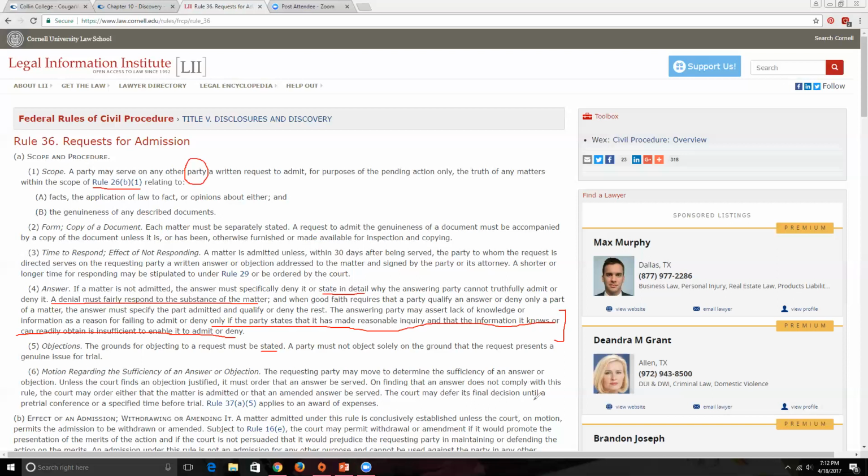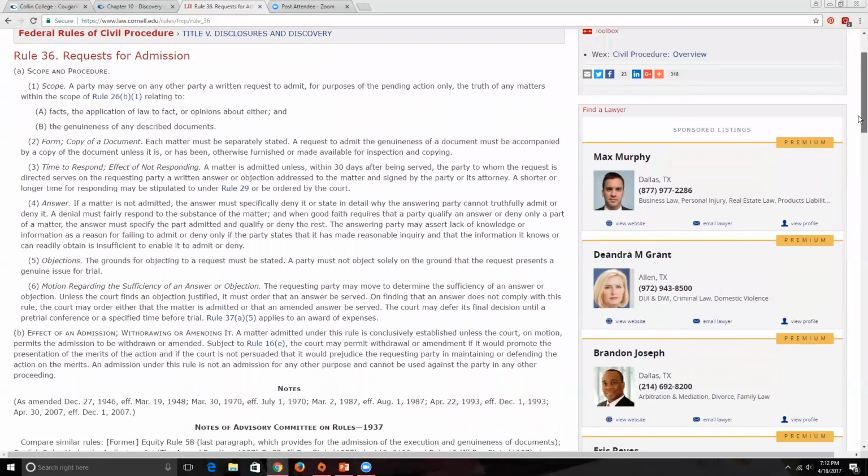The court may defer its final decision until a pretrial conference or a specified time before trial. Okay, so that's when maybe there's an issue about whether that answer really does everything it needs to do in order to resolve that. Again, if it's somewhat ambiguous as to whether it really resolves that issue.